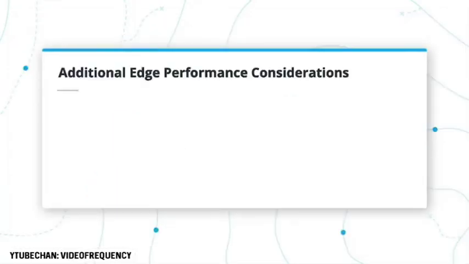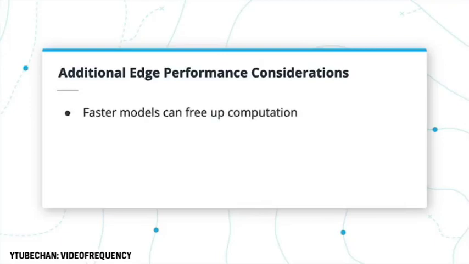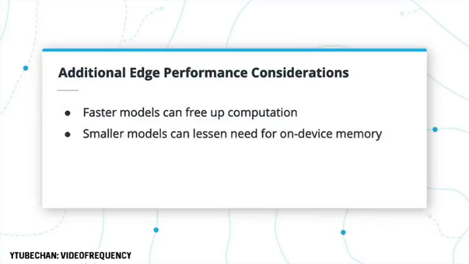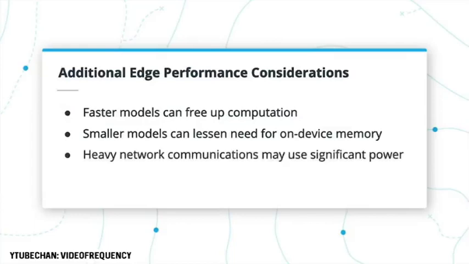Now, the considerations of speed, size, and network impacts are still very important for AI at the edge. Faster models can free up computation for other tasks. They can lead to less power usage and allow for the use of cheaper hardware. Smaller models can also free up memory for other tasks or allow for devices with less memory to begin with. We've also discussed some of the network impacts earlier on. Especially for remote edge devices, the power costs of heavy network communication may significantly hamper their use.